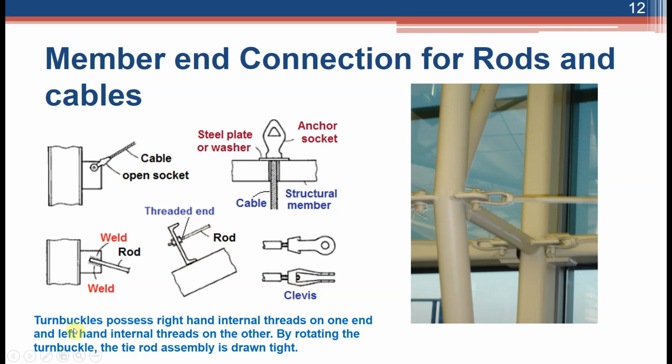These are clevises. Turnbuckles possess right hand internal threads on one end and left hand internal threads on the other end. By rotating the turnbuckle, the tie rod assembly is drawn tight. This is the application of a turnbuckle. So when you tighten these nuts at the end of this tie rod, automatically tension increases in the rod.